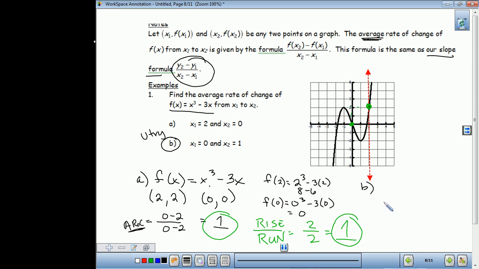Would it be, what would you label that as, like something equals 1 or what? The average rate of change equals 1. So m equals 1? Nope. The average rate of change. Oh, AROC equals 1. AROC. Just write AROC.